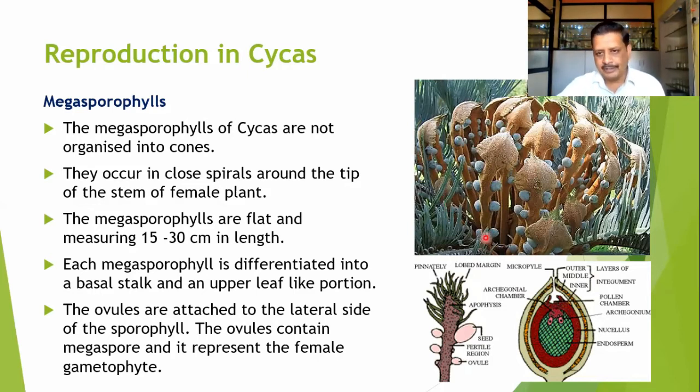Here you can observe the diagram of a typical structure of the Cycas ovule, where it can be differentiated into outer, middle, and inner layers. There is an opening, which is known as the micropylar end. At the center, it is a typical ovule where we can find the archegonial chamber, or we can say the pollen chamber, where pollen can be deposited. And this is the archegonial structure where we can find the nucellus and the endosperm-like tissue. So this is the structure of the ovule in Cycas.